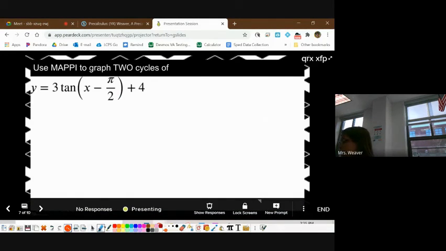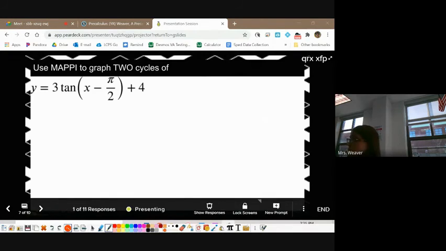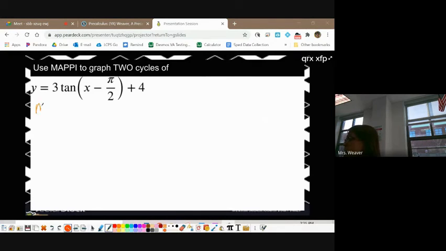Okay, so if we want to use MAPI to graph 2 cycles of tangent, let's try 2 cycles this time. So I'm going to do MAPI. Remember, when it asks for 2 cycles, we just graph 1 cycle and then we'll graph another one. Okay, so we're going to graph 1 cycle.